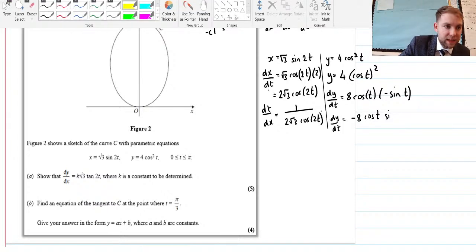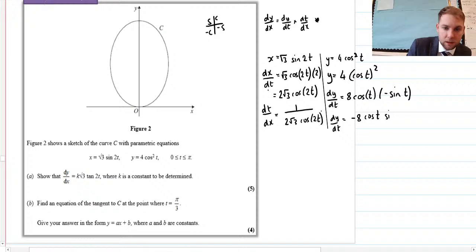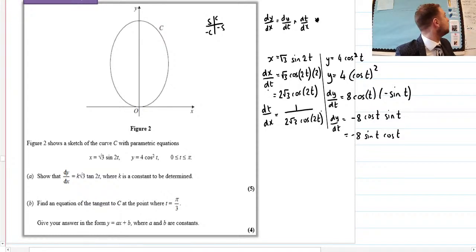I need to write this in terms of 2t. Now, you might be able to spot it here, because minus 8 cos t, minus 8 cos t sine t. Well, actually, I probably should write this like this, shouldn't I? Minus 8 sine of t cos of t. Now, I've got to think about my rules with this one. I've actually got them up here.